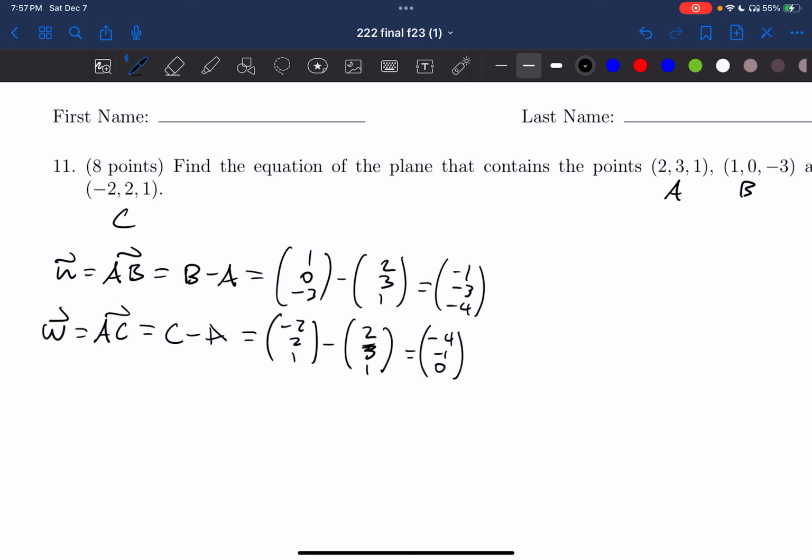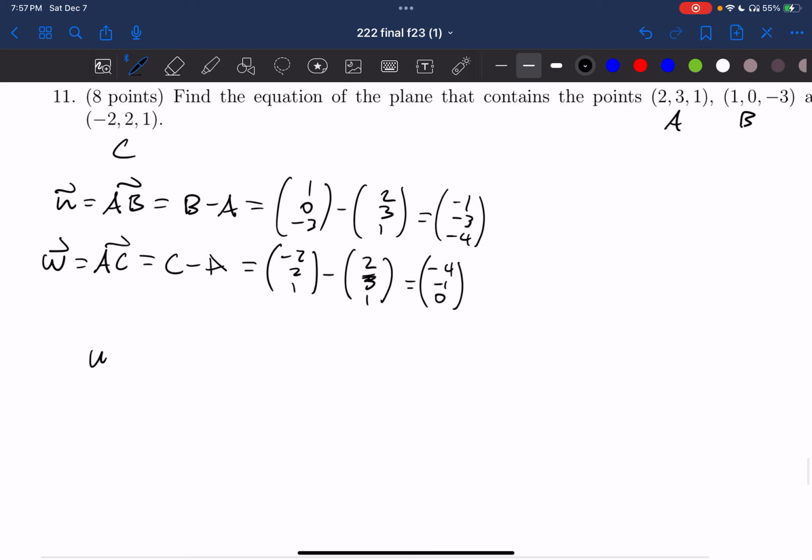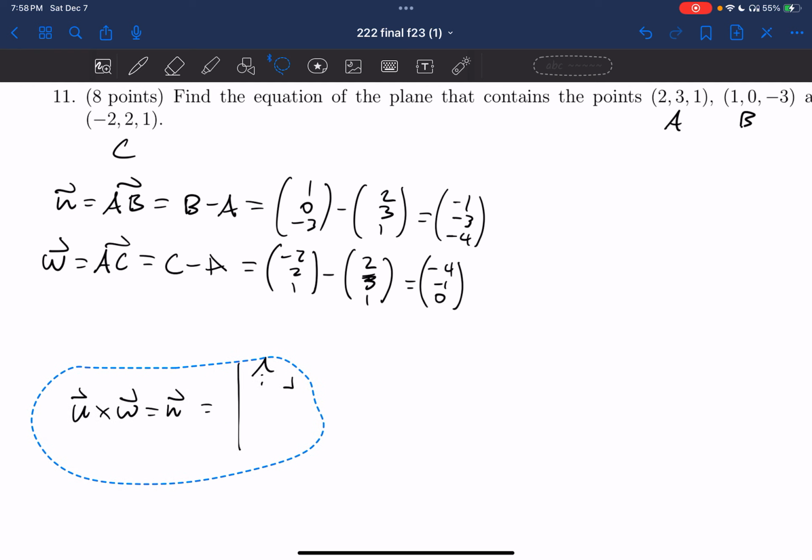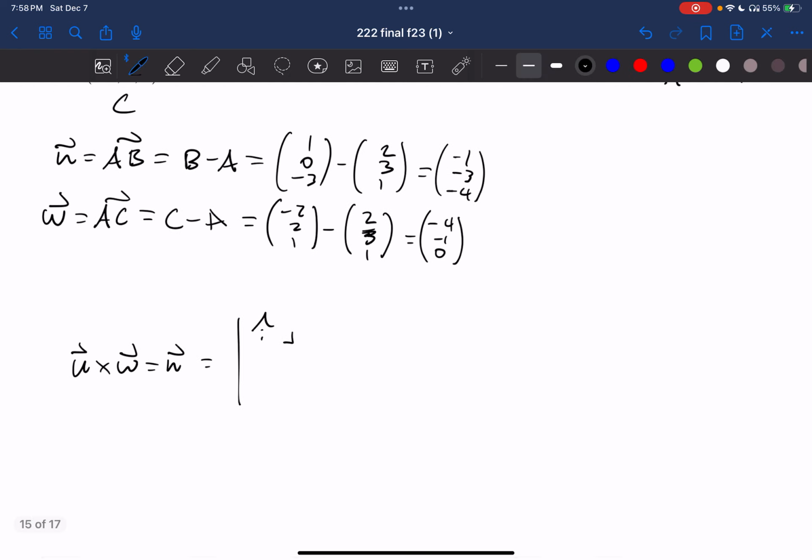The normal vector for this will be U cross W will be equal to N, which will be equal to, okay, I'm going to write this further down so we have more room. I, J, K, U, and W, where U, wait, what am I talking about? U is equal to negative 1, negative 3, negative 4. W is negative 4, negative 1, 0.